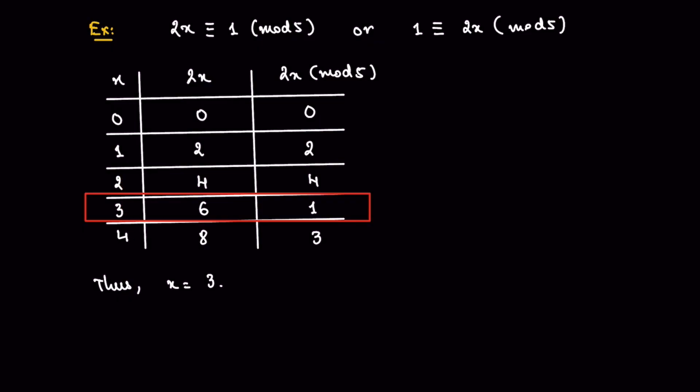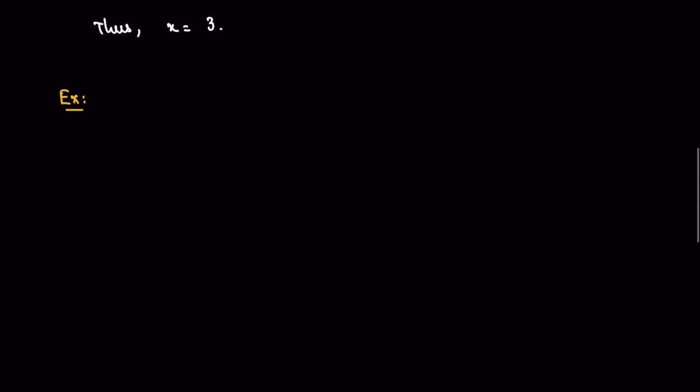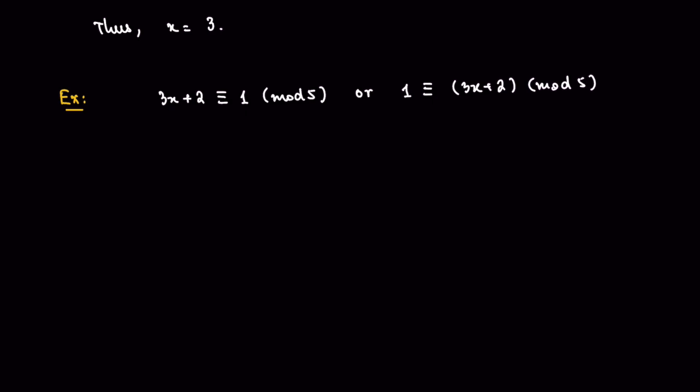Now I'm going to move on to another problem. So in the next example, I would like to find the value of x such that 3x plus 2 is congruent to 1 mod 5. Okay, so what you do is very similar to the last example. We're going to consider a few values of x, calculate 3x plus 2, and then find 3x plus 2 mod 5 to see if any remainder is equal to 1. Then the value of x where you have 3x plus 2 mod 5 congruent to 1 will be the solution.